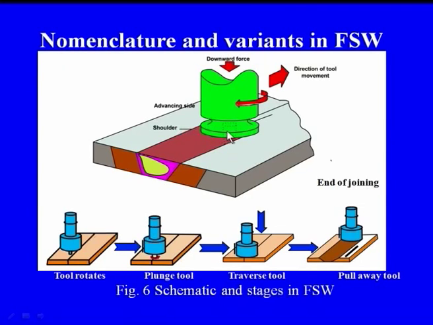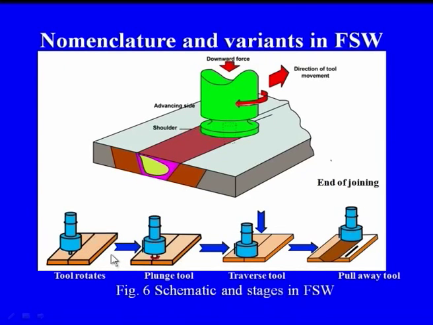rotation to this tool. This tool will be braced or fastened to this mechanism very tightly, so that there will not be any relative movement between this and the tool. The relative movement will be between the base plates that need to be joined and this tool. And as I said already, this will be given a rotational movement with respect to its axis, as well as this tool will be moved along the joint to be produced, where we can see this is the interface of the plates to be joined. Therefore, the tool needs to be moved along this joint to be produced.